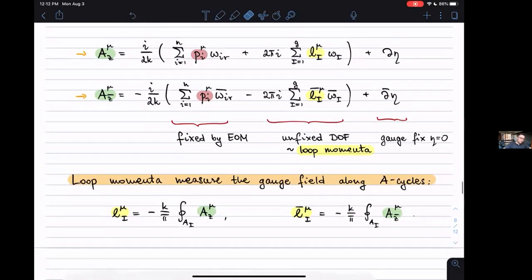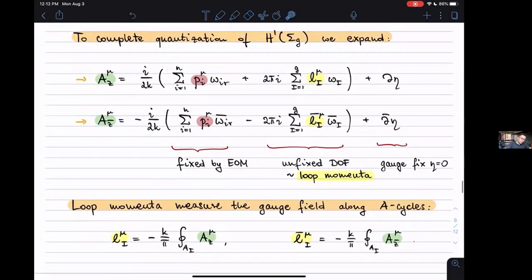So just to emphasize what these new variables are, I can just invert this equation, and I will find that this loop momentum L measures the value of the dz component of the gauge field as it goes around the cycle, say the a cycle. And L bar similarly will be the dz bar component of the gauge field as it goes around the same cycle.